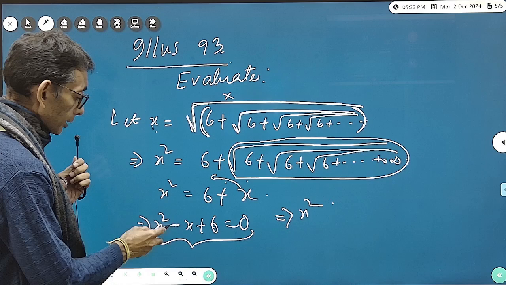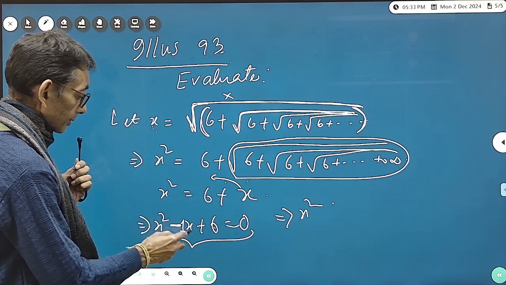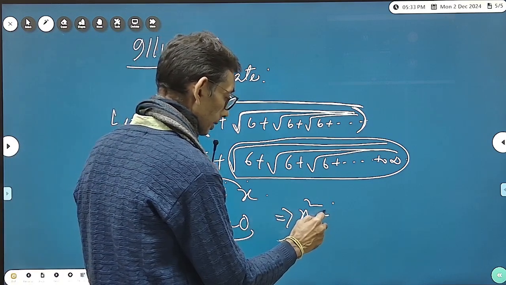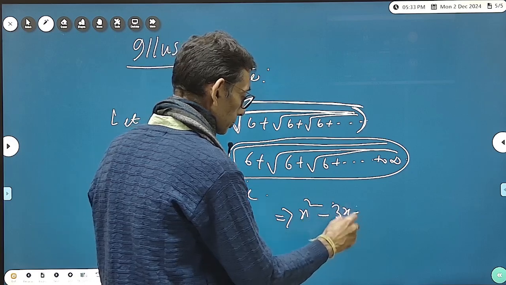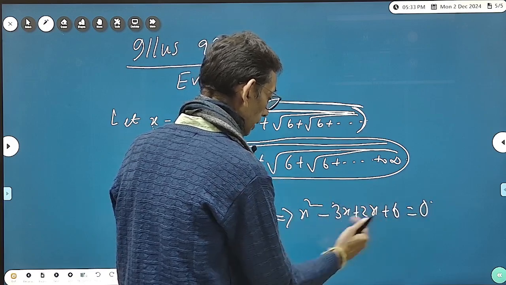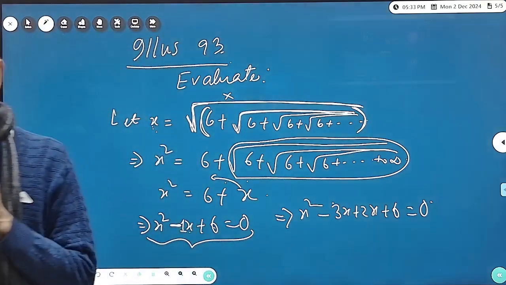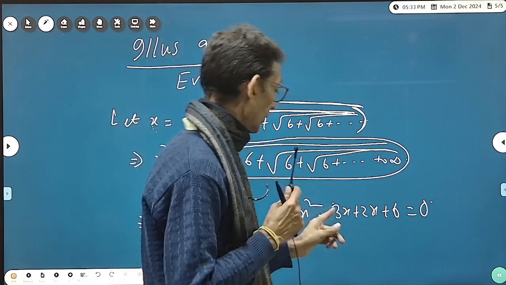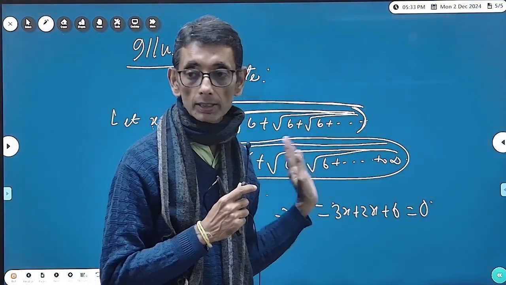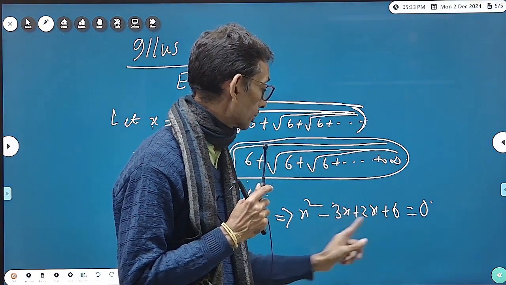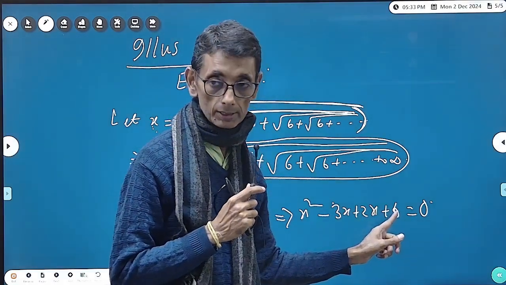Here we have minus x, that is minus 1x, so we take minus 3x plus 2x plus 6. Why? Because minus 3x plus 2x is minus x. Why are you writing 3 and 2? Because 3 into 2 is 6. You could have written minus 5x plus 4x, but it is not allowed. This number should be a multiple of this number 6.